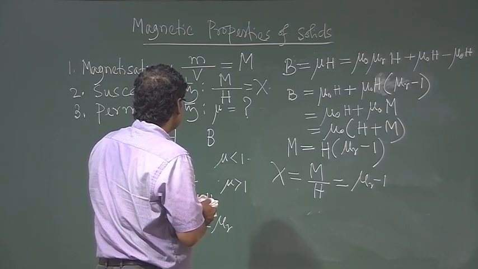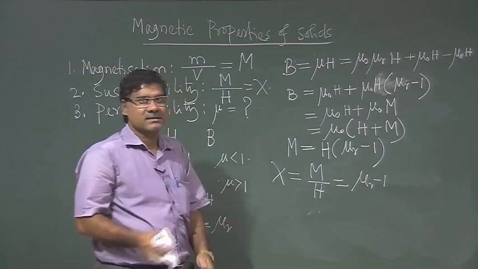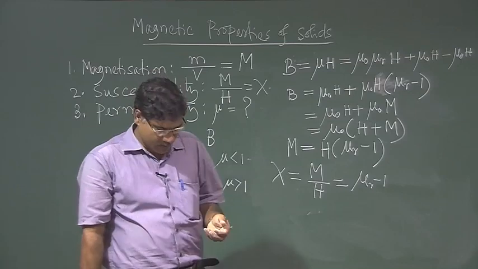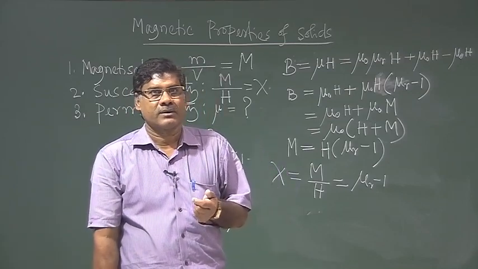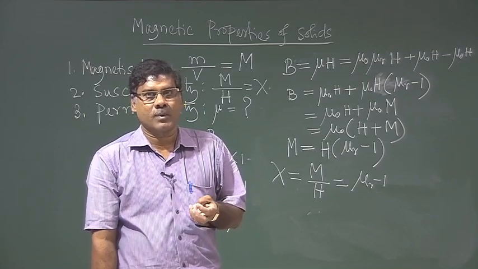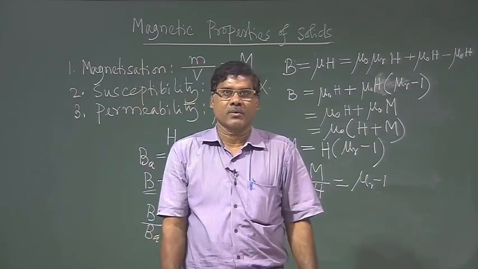So, then we will discuss the origin of this magnetism. That is coming from induced dipole moment as well as the permanent dipole moment. So, we will discuss it in the next class. So, I will stop here. Thank you for your kind attention.